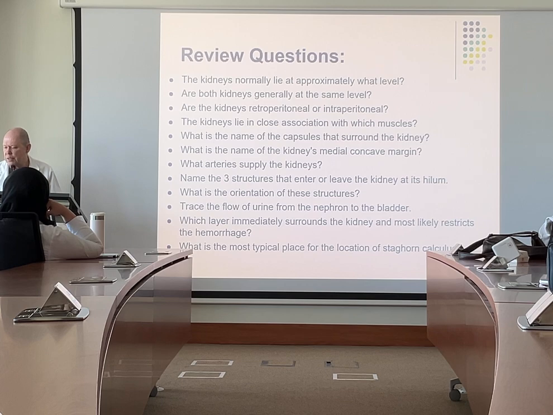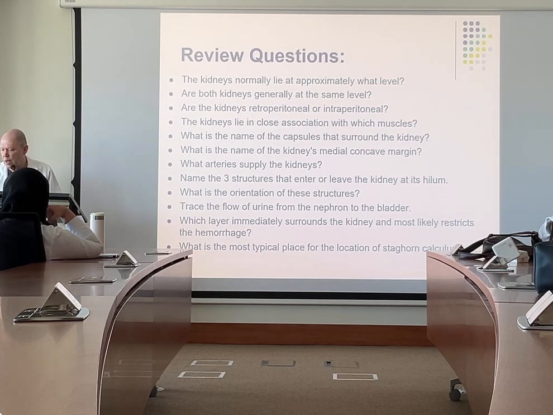Right. What is the name of the capsules that surround the kidney? Capsules as a plural, right? So renal capsule, how do we call it? The fibrous renal capsule, right? Next one will be perinephric fat or perirenal fat, and renal fascia. Also we call this the fascia of Gerota, right?